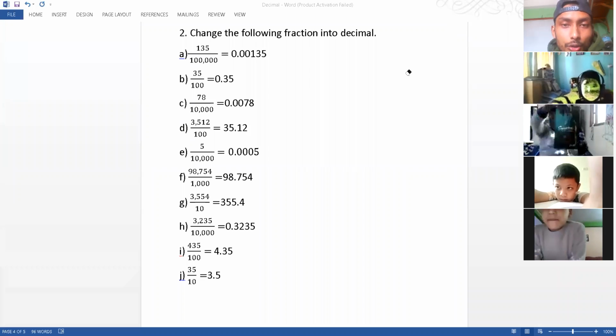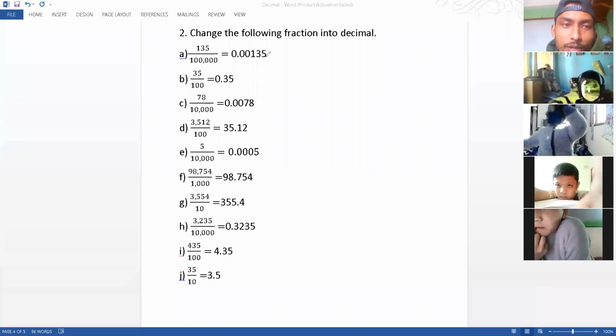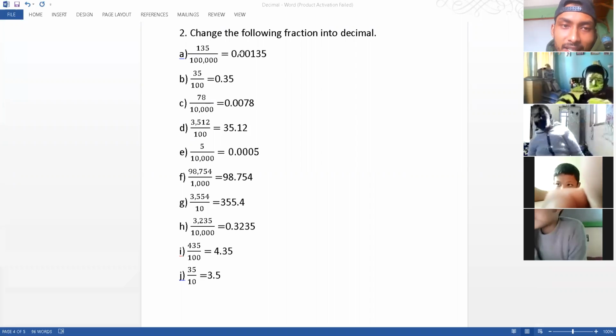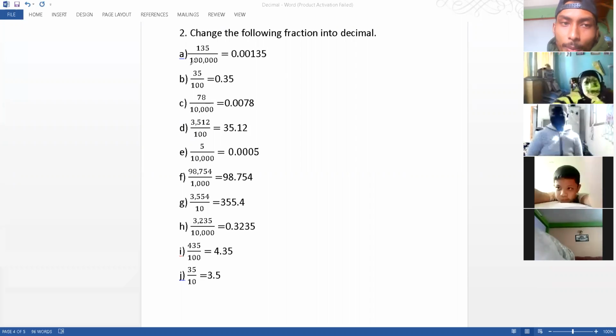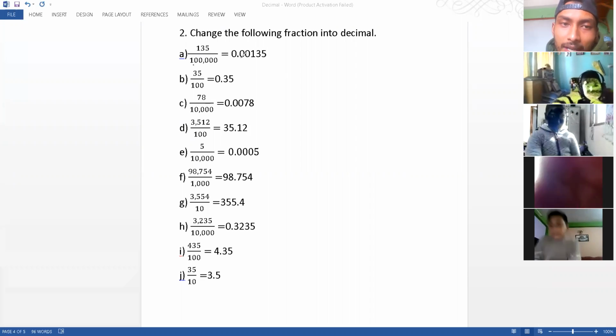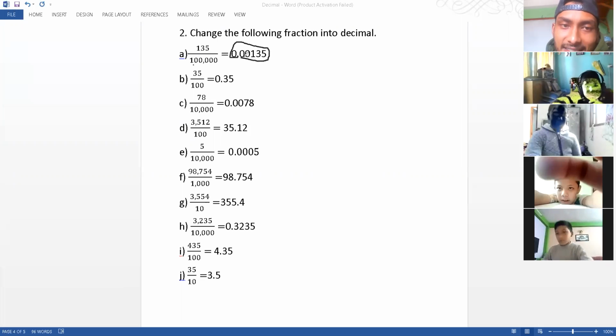All right. So in our last class, we talked about how we can change a fraction into a decimal by counting zeros in the denominator and writing that many numbers after the decimal point, right? That's what we did. How many zeros here? That many numbers after the decimal point. So that's how we did. Now if we have to change a decimal into a fraction, what do we do?